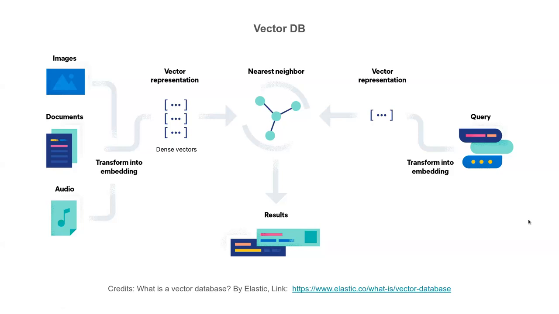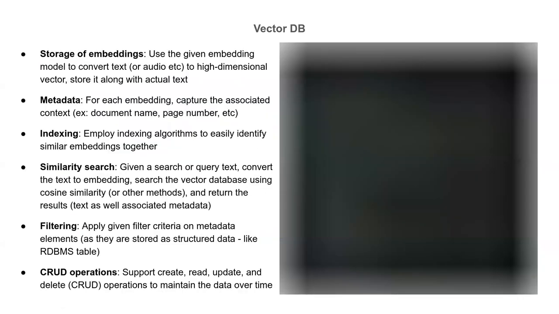Similarly, you have your query asking for something in natural language, in some kind of text. That is also converted into a vector representation, and you perform a nearest neighbor search. Wherever it nearly matches your query, the data will be given to you as a result. There are multiple ways to perform nearest neighbors, the simplest being cosine similarity or Euclidean distance, for example.